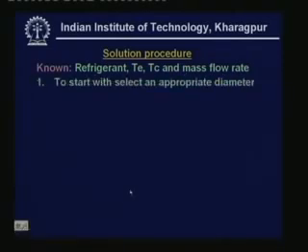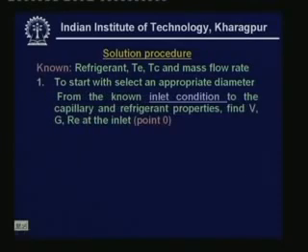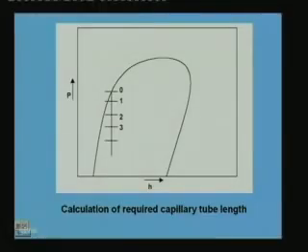Let me summarize whatever I have explained. Of course, you have two unknowns, that is the diameter and length. So we always have to start with some appropriate diameter and then find out the length. From the known inlet condition to the capillary and refrigerant properties, find velocity V, mass velocity G, and Reynolds number at the inlet.